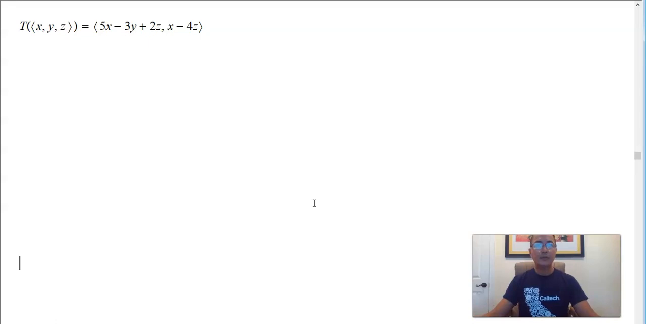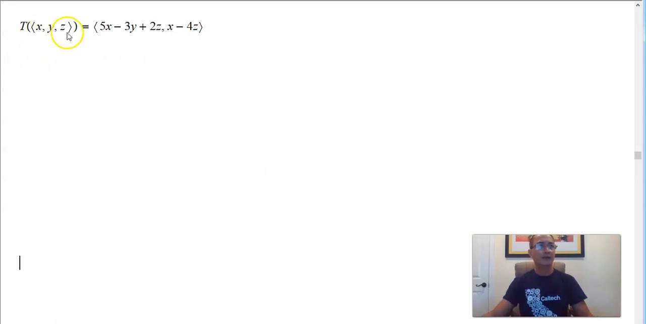Okay, so we're going to do one more thing with this example, and that is we're going to rewrite it. So I hope you remember when we talked about multiplying a matrix by a vector, we said, let's take the vector, which we usually write horizontally, and let's write it vertically as a column matrix. We're going to do something similar.